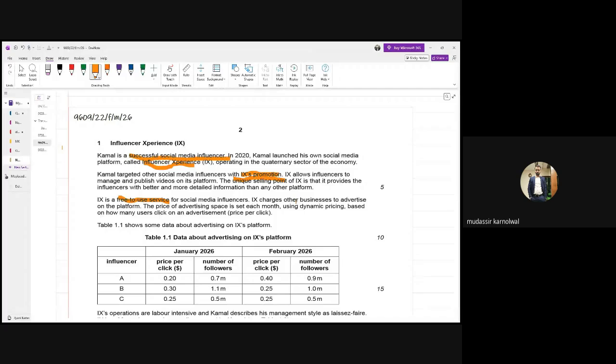IX charges other businesses to advertise on the platform. The price of advertising space is set each month using dynamic pricing based on how many users click on an advertisement. Price per click. Table 1.1 shows some data about the advertising on IX platform. Influencer A, 0.2 is the price per click. Number of followers 0.7 million. Price per click in January was 0.2. In February it was 0.4.